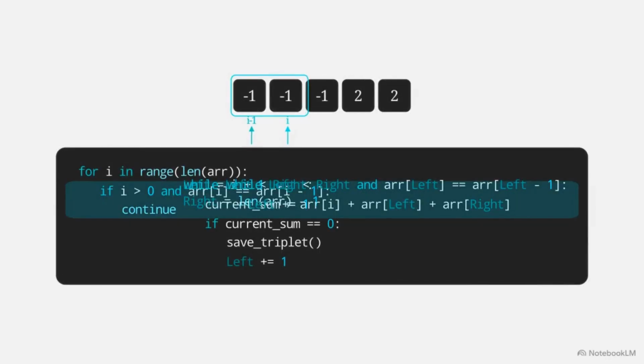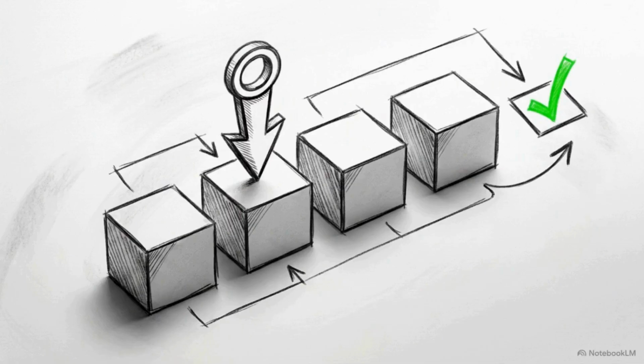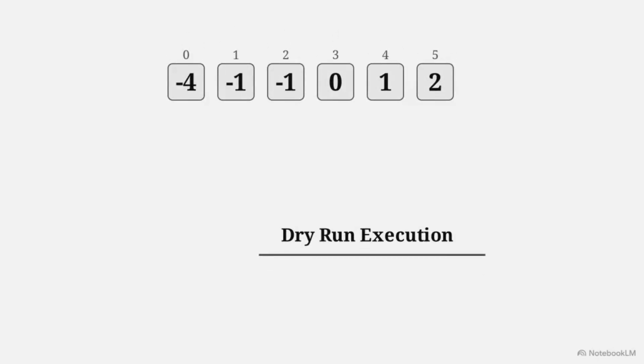The pseudocode shows how we use a while loop to move the pointer past identical adjacent numbers. This logic applies to both the anchor and the moving pointers. Skipping duplicates at the pointer level is the specific mechanic that ensures every set in your final output is strictly unique. To see the logic in action, we'll perform a dry run.